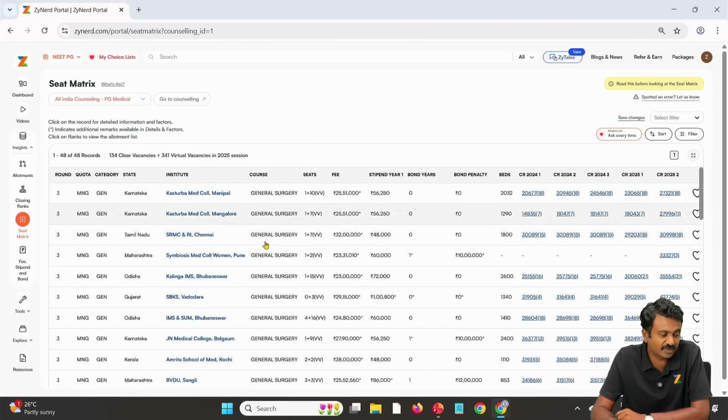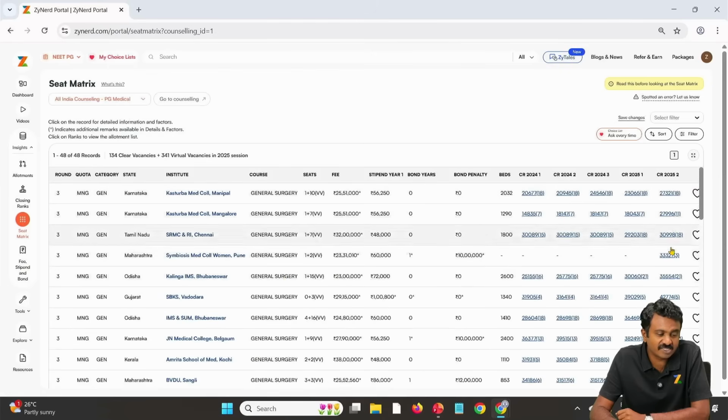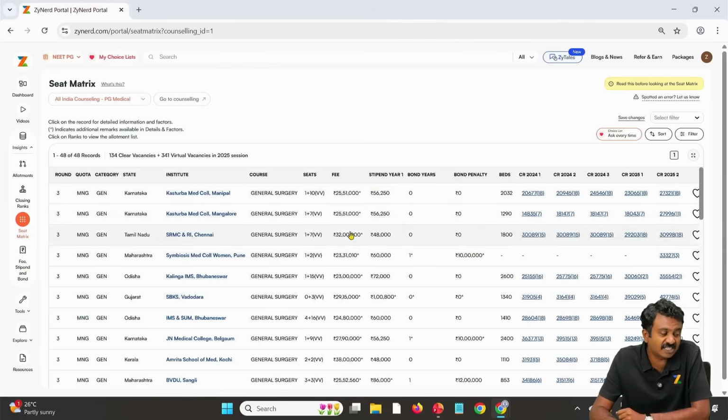There is no category reservation over here. The quota is MNG, and it clearly gives me a list of preferences as per candidates of previous year, which might also be consistent with the previous years. In deemed especially, the fee structure makes a difference.